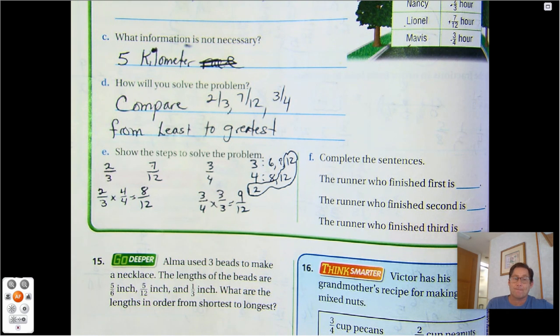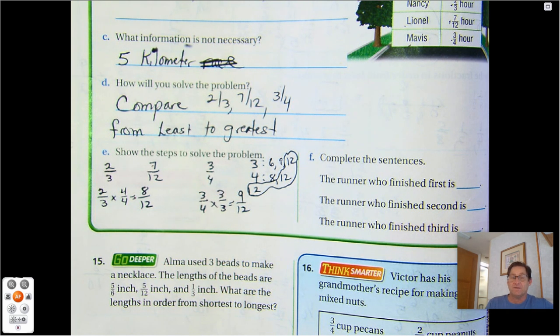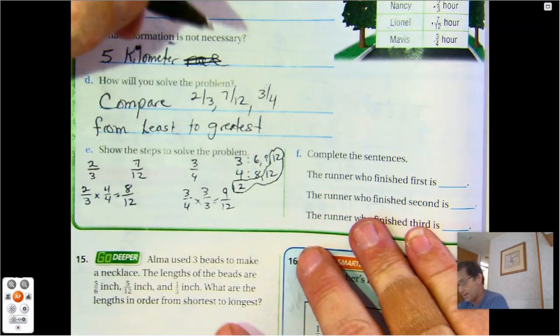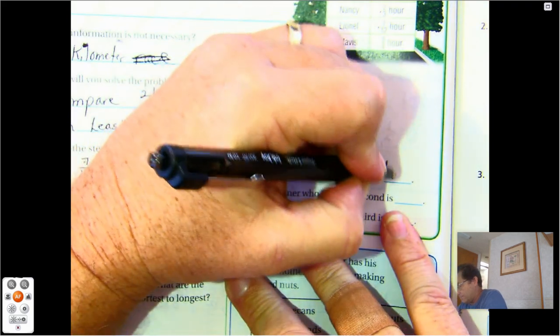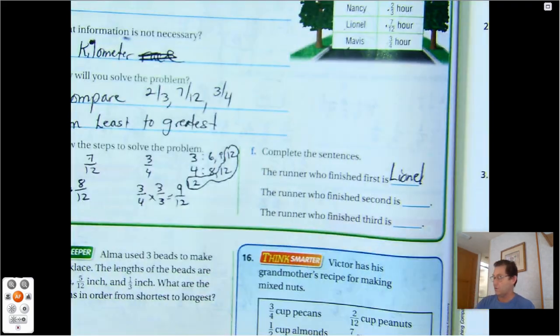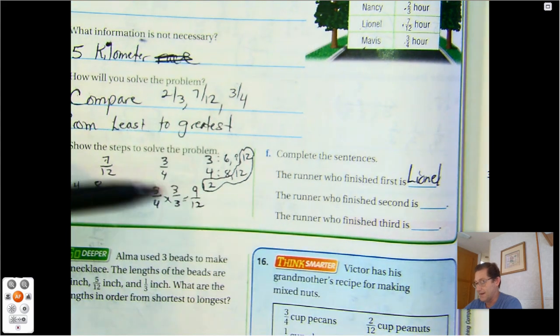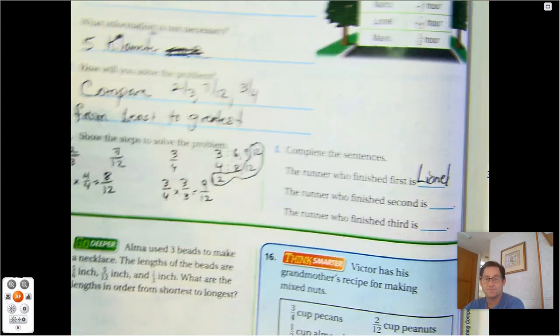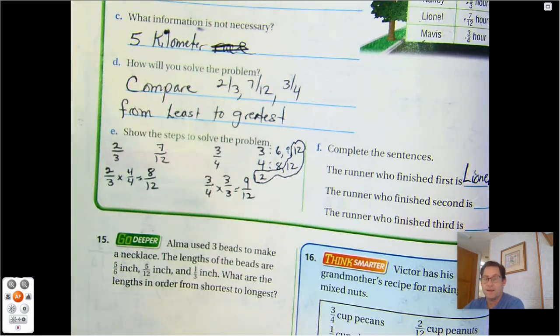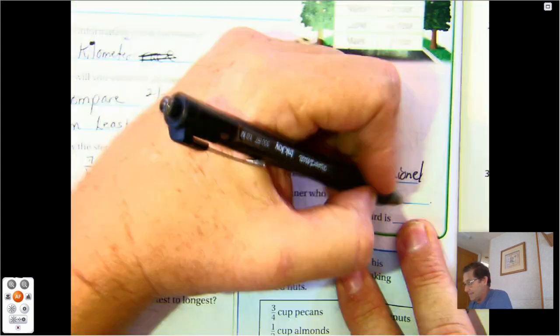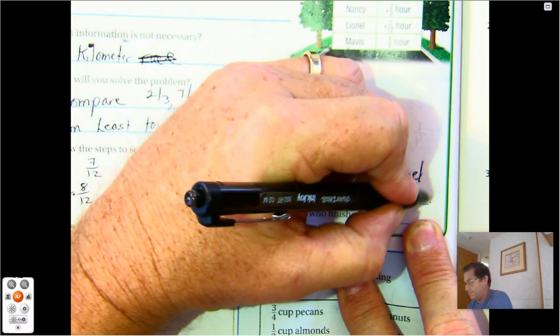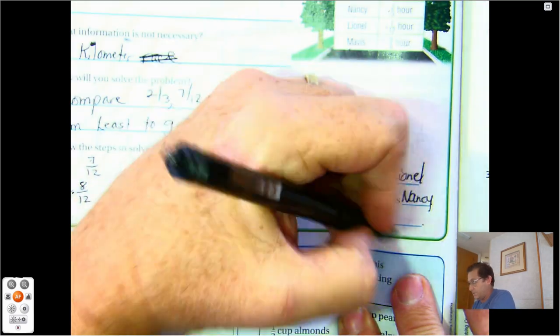Seven twelfths. Okay, so who finished first? Lionel. Who finished second? 9/12 or 8/12? 8/12. So the 2/3. So Nancy. And the runner who finished in third was Mavis.